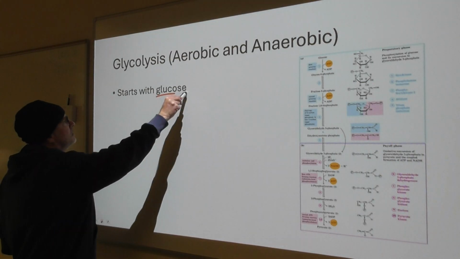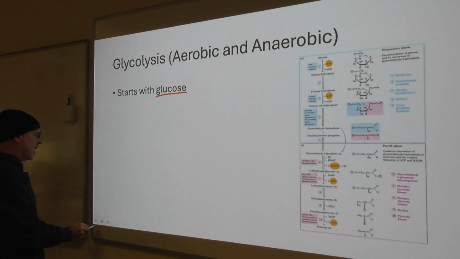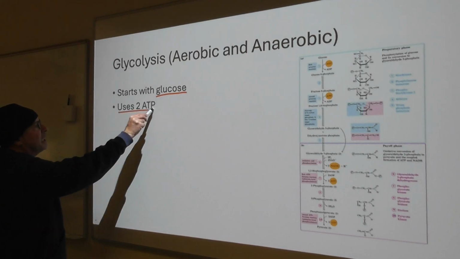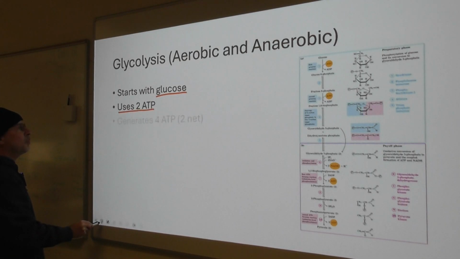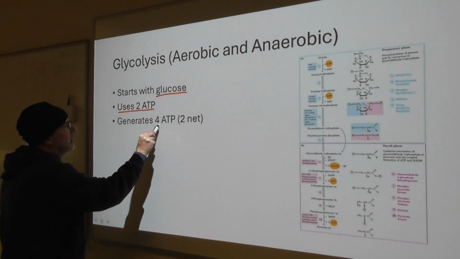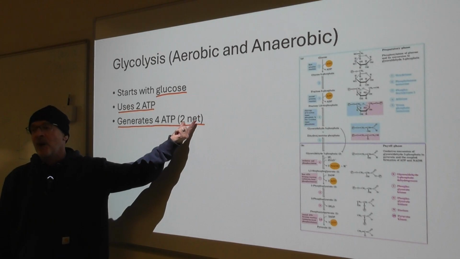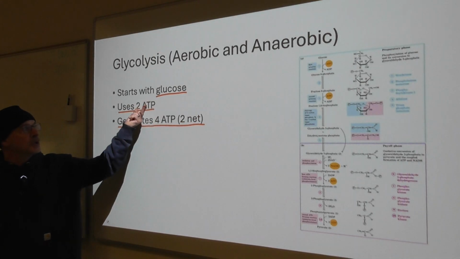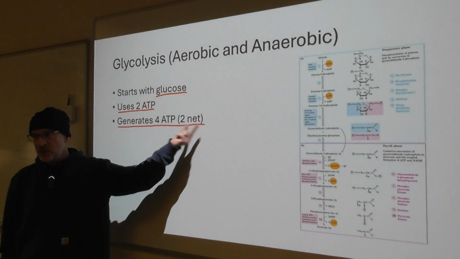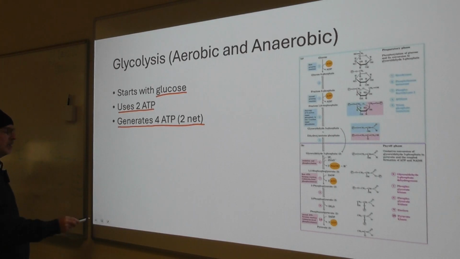Glycolysis starts with glucose. You should already know that from our previous work. It uses some ATP, but it also generates ATP. And overall, there are 2 new ATP molecules created. So 2 get used, 4 get made. That means 2 overall are generated.